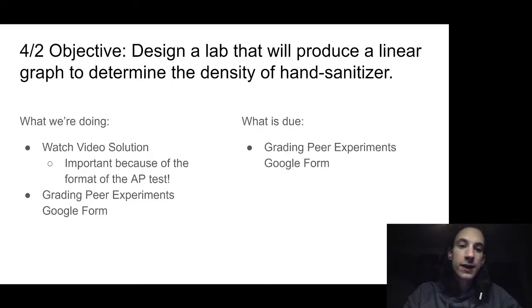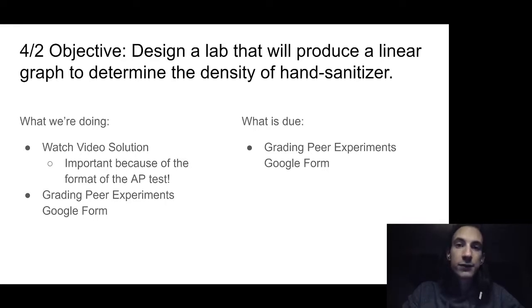But if it's still on there, then it's a good thing to practice. One, it's good to think about how to set up an experiment like this, and two, it's helpful for the AP test. How can we get the most amount of points possible?